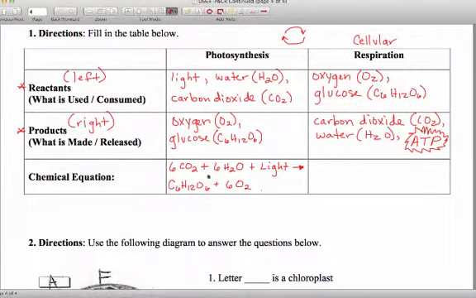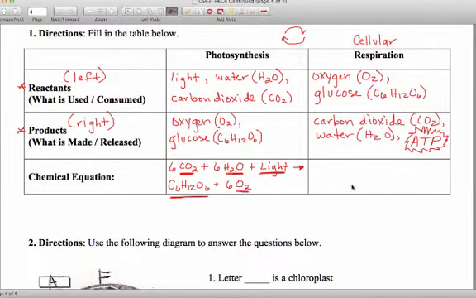So to make sure that we know what each one of these things are, our CO2 is our carbon dioxide, which came from the first box. H2O is our water, which came from the first box, and obviously light came from the sun. Then we have C6H12O6, which is our glucose, which is our product right here. And then we have 6O2, and that's our oxygen.